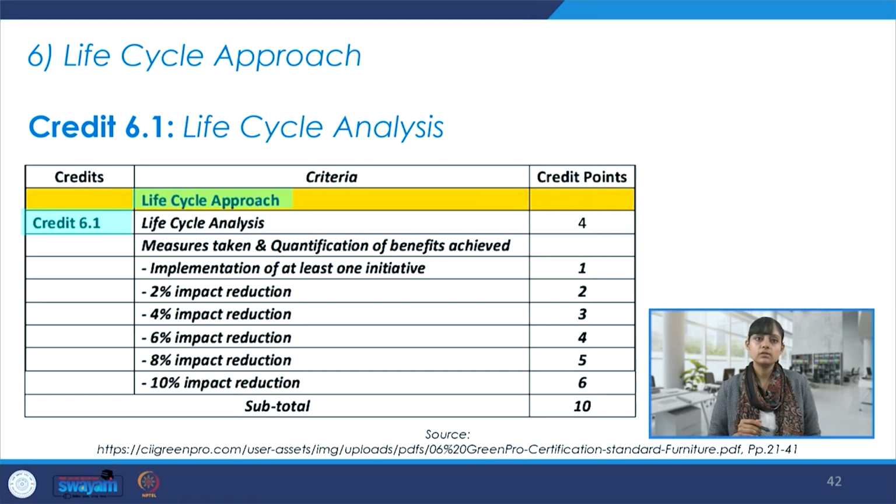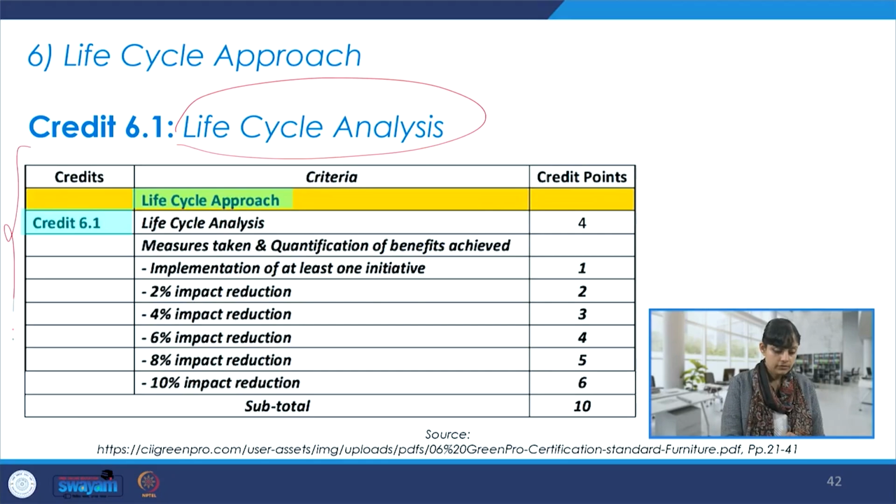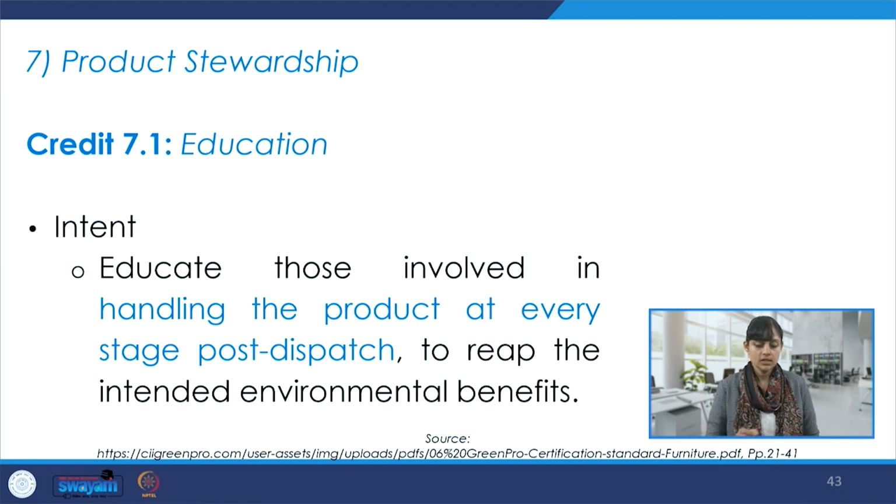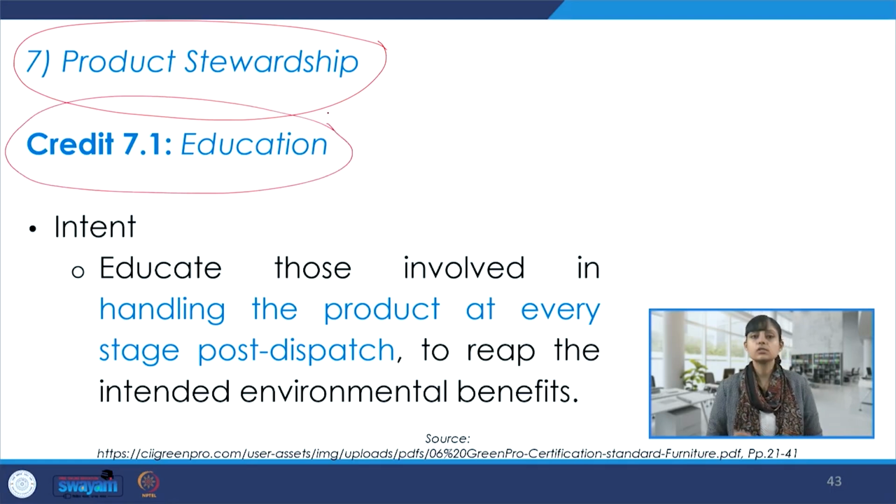Continuing with the sixth point, which is the life cycle approach, and talking about the life cycle analysis. Here again, if we look at credit 6.1, it has this criteria and it has the credit points associated with it. 2% impact reduction, 10% impact reduction, etc. So that's a very important aspect. We also saw and listed in that table the product stewardship. Within that, credit 7.1 focuses on education: educate those involved in handling the product at every stage post dispatch to reap the intended environmental benefits.